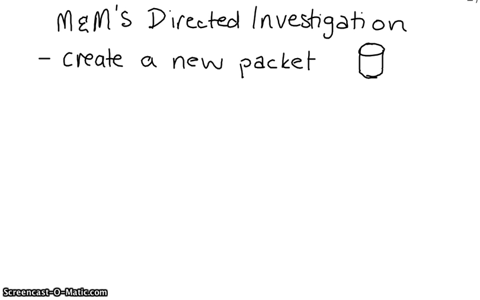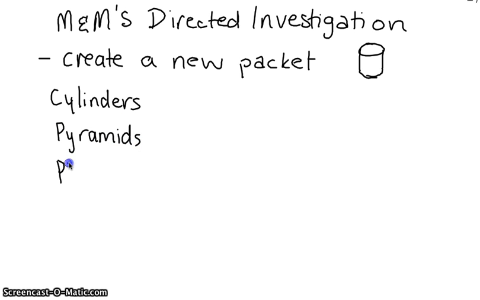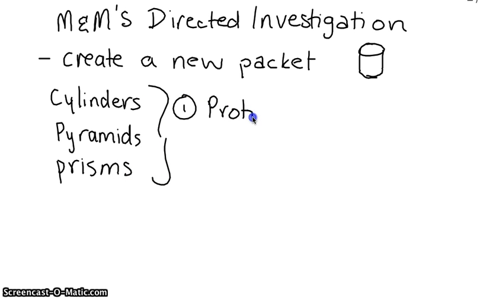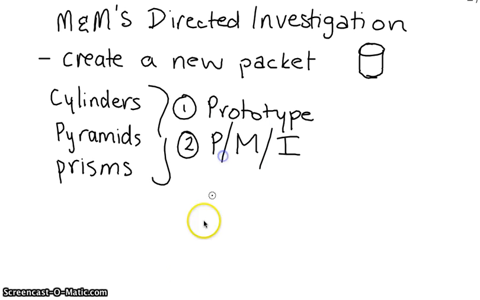It then goes on to say you are to choose between cylinders, prisms and pyramids. You are going to do a prototype of each one: cylinders, pyramids and prisms. You're first off going to do a prototype, and that is going to be quickly followed by a PMI analysis. Who knows what a PMI analysis is, Alex?